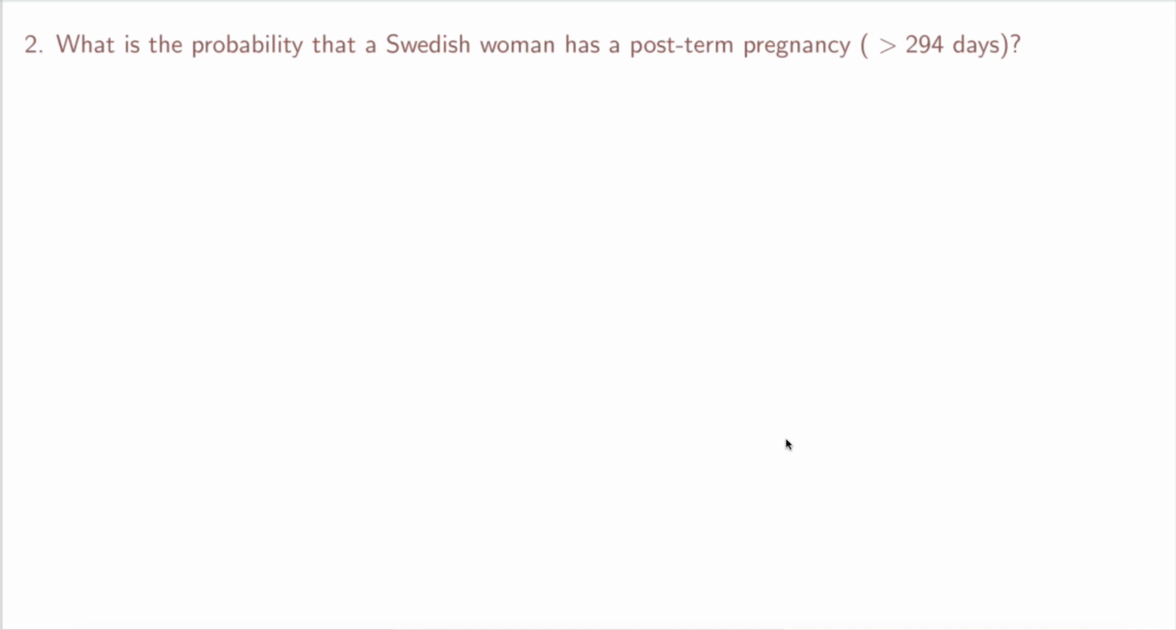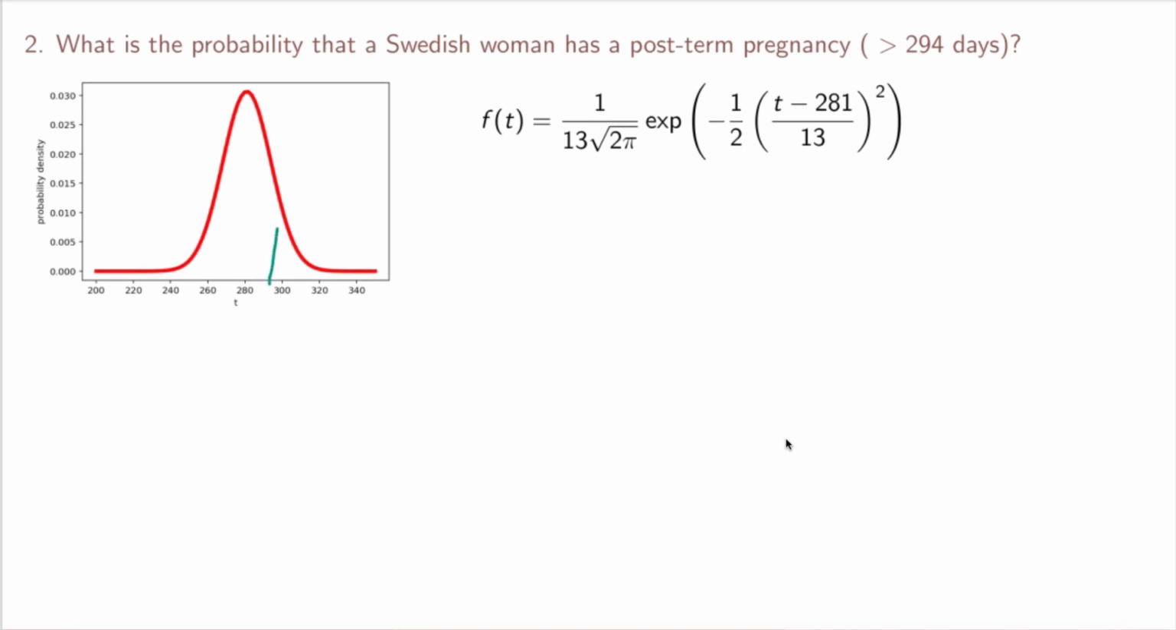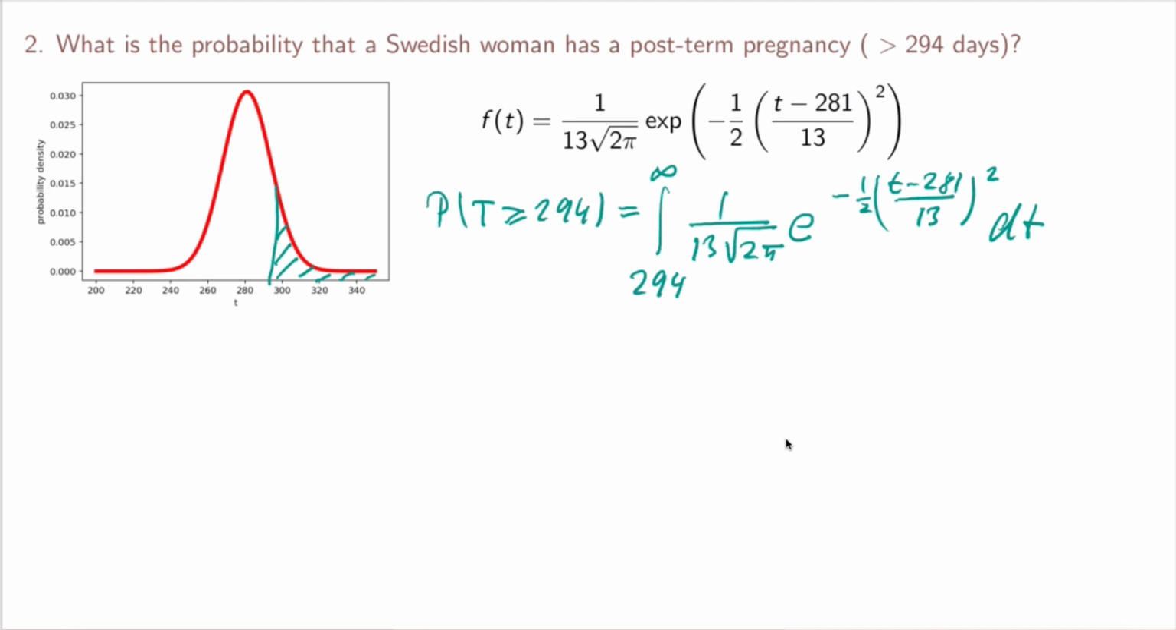So then the other question should be easy. Post-term pregnancies are more than 294 days. So here's again the 294 thing. And now I'm interested in all this, which is bigger. Which then becomes the integral from 294 to infinity of 1 over 13 root of 2 pi e to the minus a half t minus 281 over 13 squared.